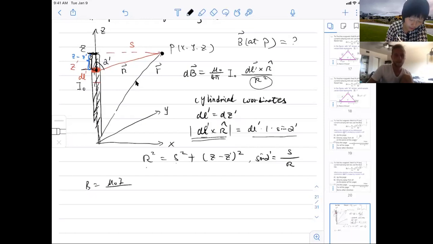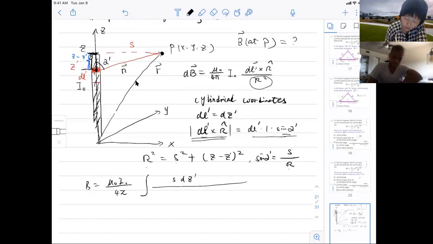So B is mu naught times I over 4 pi. And on the top, I plug in the sine alpha in here. You get S dz prime, dl prime becomes dz prime, divided by r squared times r. So you get (s squared plus (z minus z prime) squared) to the power of 3 halves. That's r cubed. And what are your integration limits?